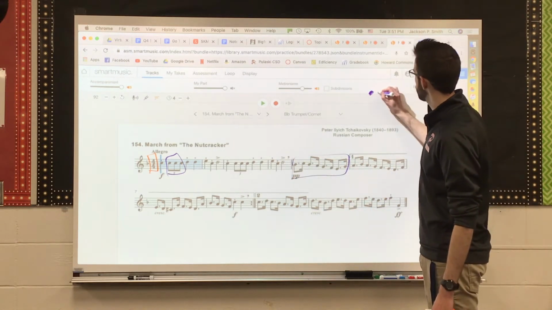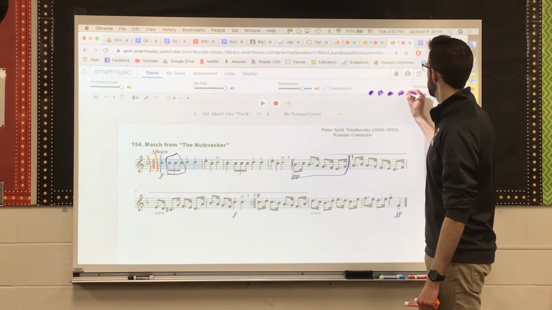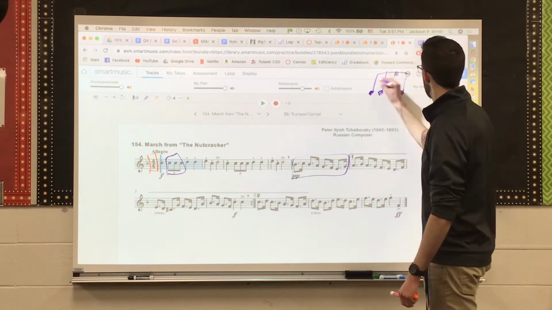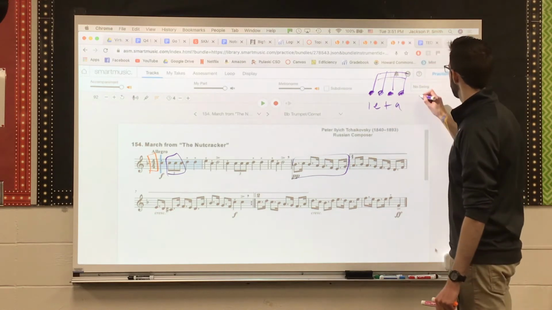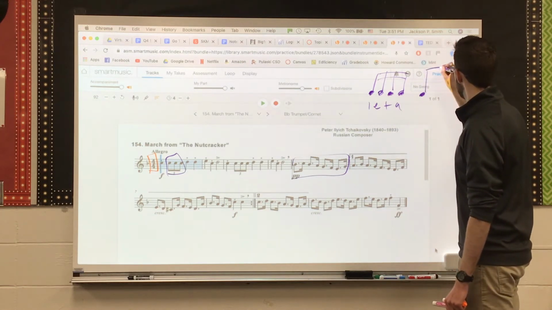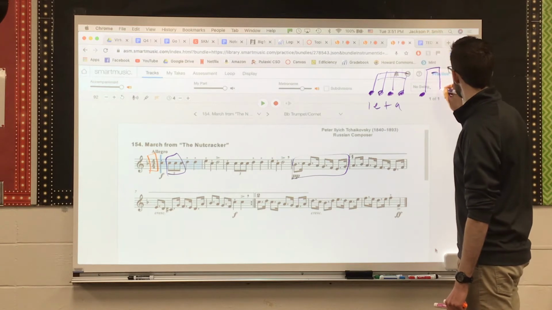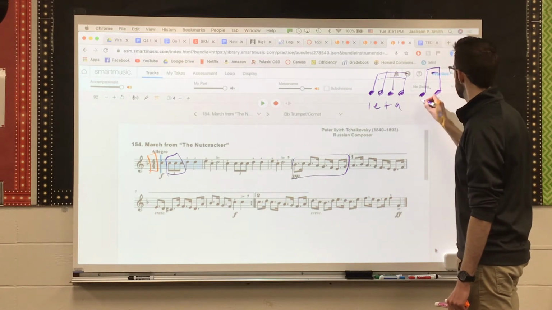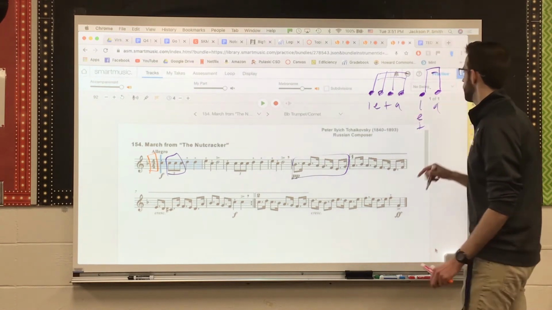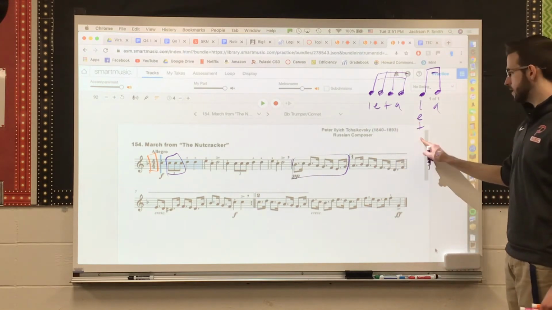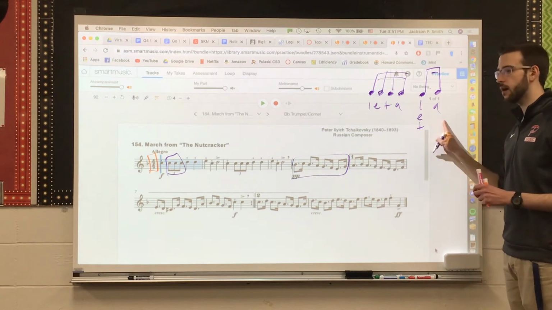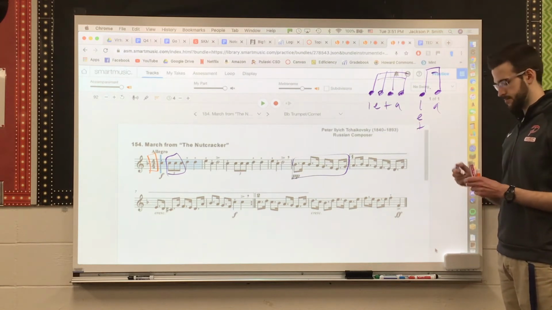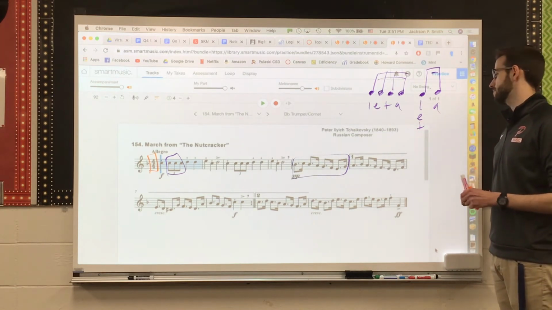Remember that if you have 4 16th notes, that is 1 E and a. And if you have an eighth note with a dot attached to a 16th note, that would be 1 E and 1 E and 1 E and 1 E and 1, 1 E and. There's your division.